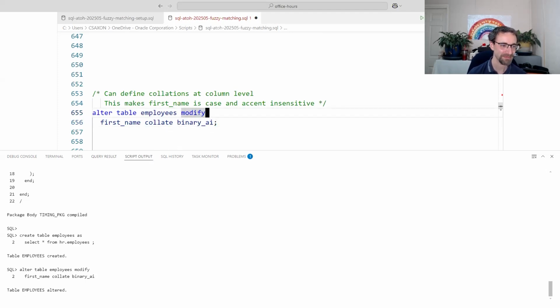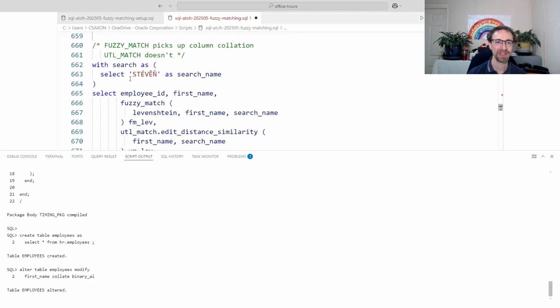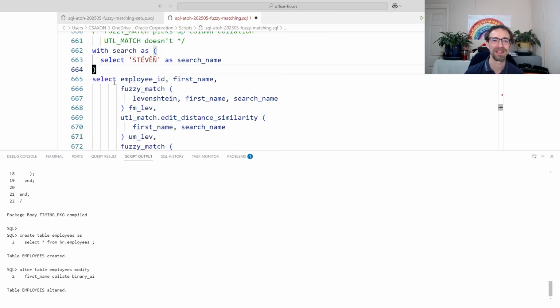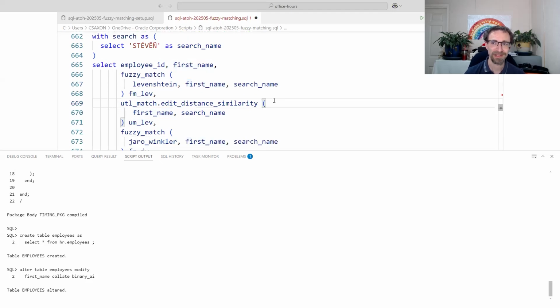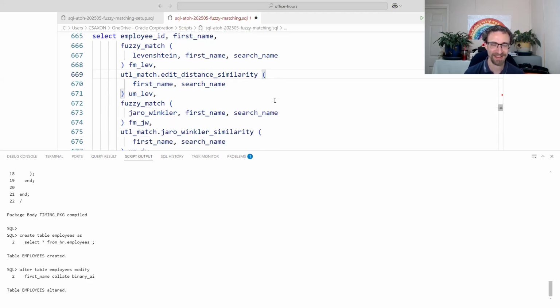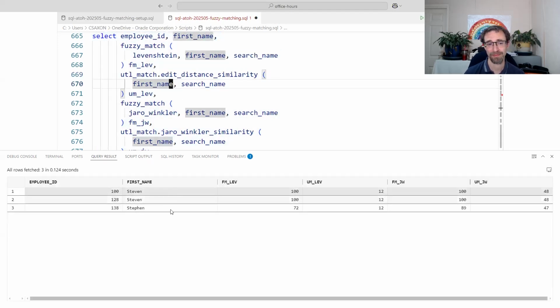So we do that, and we compare. So look, we've got Stephen in uppercase, but I've added a whole bunch of diacritics in here. I've got N with the enye, is it acute or grave? I can't remember, and the little hat over the E as well. The fuzzy match, because we've put that collation on the column, doesn't care. It will compare these as if they were just the same character. UTL match will not do that. So there is this advantage to being able to use these collations.